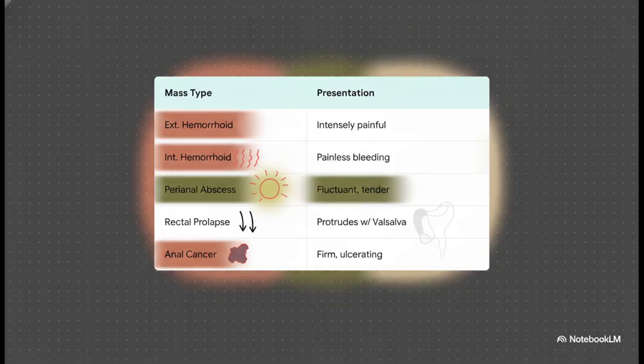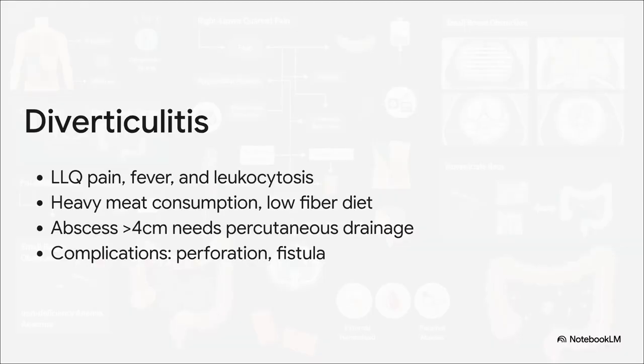Moving slightly higher up the GI tract, let's talk diverticulitis. This classically triggers left lower quadrant pain, fever, and leukocytosis, usually in patients with a history of heavy meat consumption and low dietary fiber intake. Diagnosis is confirmed with a CT scan showing colonic wall thickening and fat stranding.